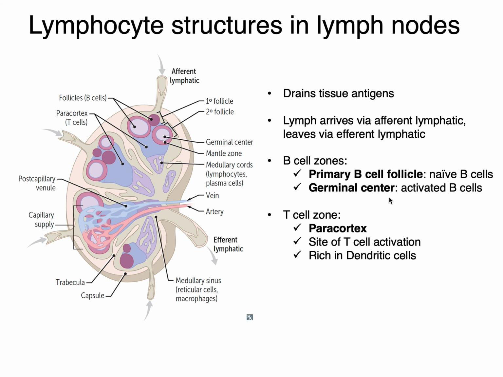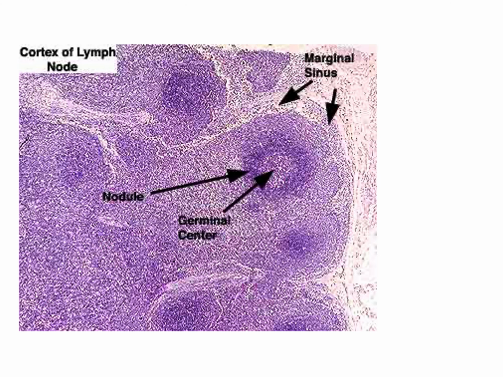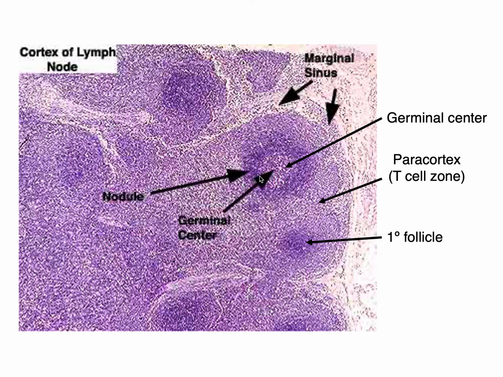This is a picture of a lymph node where we can see both a primary B cell follicle right here, as well as a germinal center that is basically blown up in the middle of this primary B cell follicle. And then surrounding this B cell follicle and this germinal center is the paracortex. And so you can think of these as balls of B cells that are the B cell zones surrounded by the paracortex or the T cell zone.